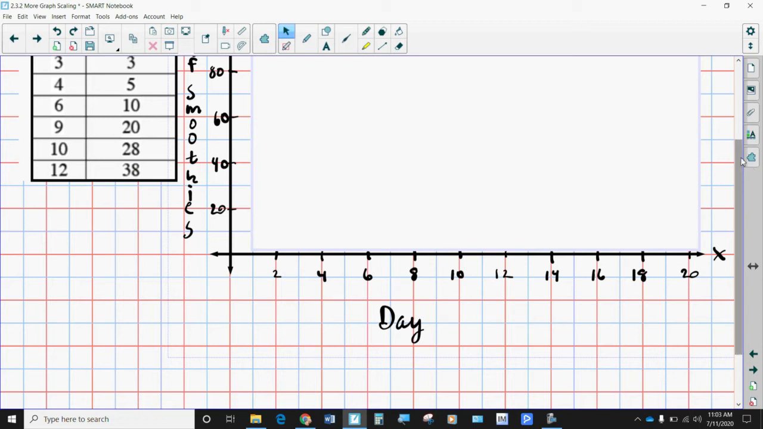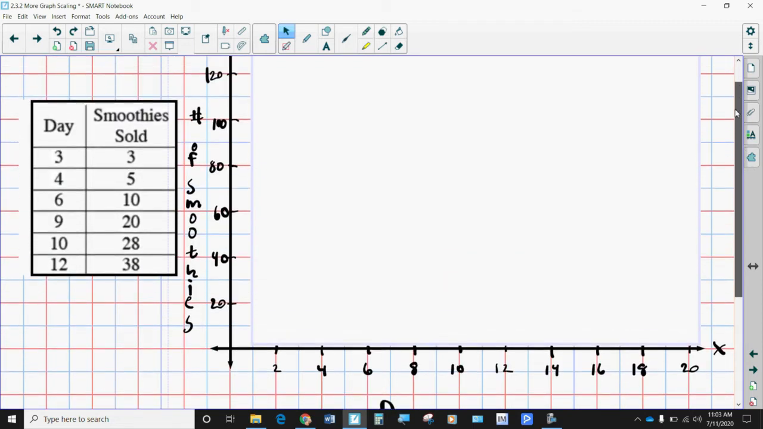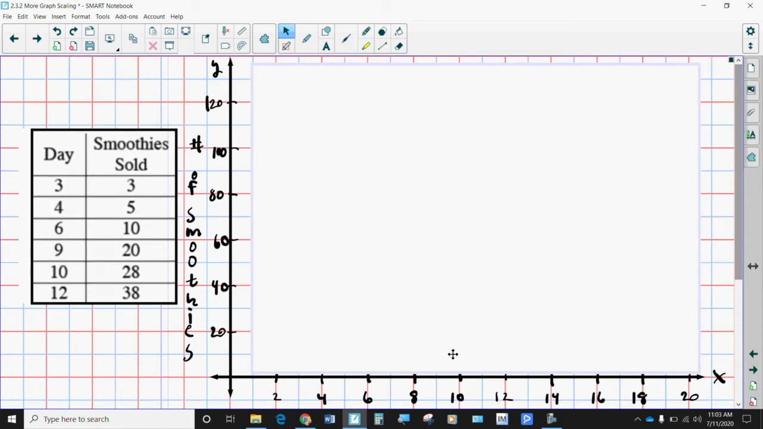And then for the number of smoothies, I honestly don't know how high it needs to go. So I'm just giving myself plenty of room for the number of smoothies on the y-axis. Notice how on the 12th day, it was 38. And it's not really counting by twos or threes. It's really starting to jump here, right? Here it jumped by 10, then by 8, then by 10 again. And so it seems like getting it up into the 80s or the hundreds or even up to 120 like I did seems like the best way to go. So you decide how you're going to create your graph.